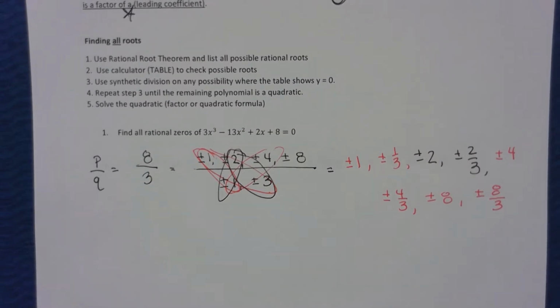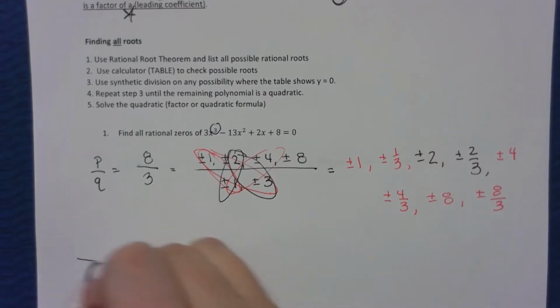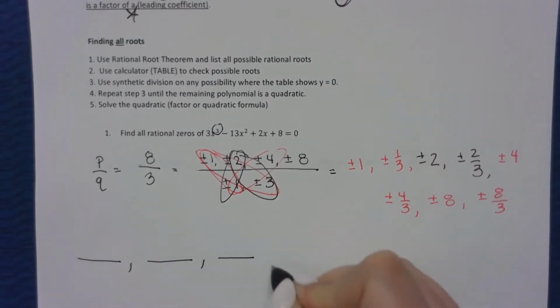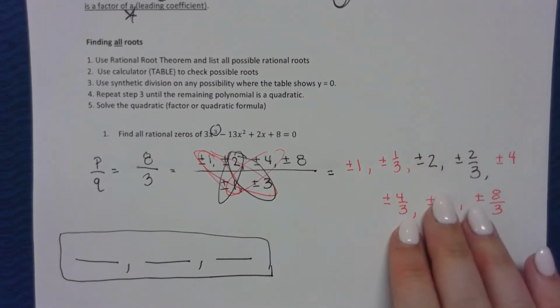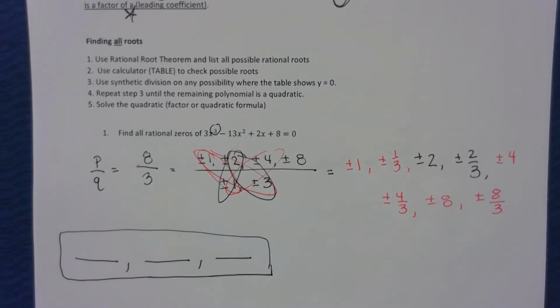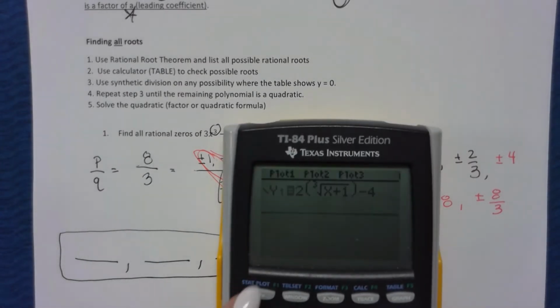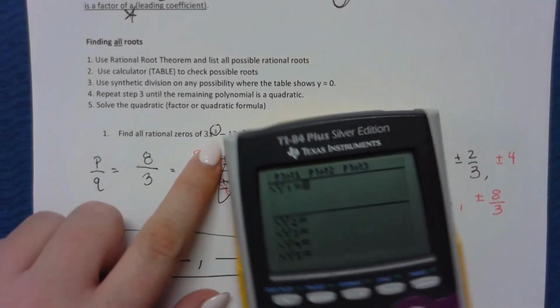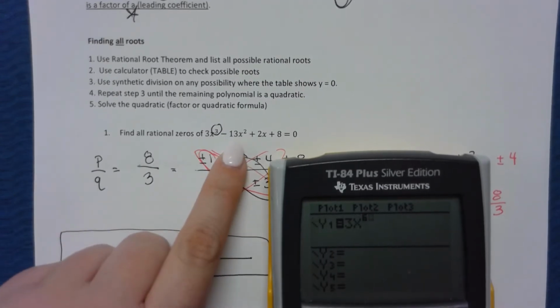Okay, how many total answers are we going to have? Well, because our degree is 3, we're going to have 1, 2, 3 total answers. So now we want to figure out which of these is our answers. So what we're going to do is go to our calculator and start trying some. We're going to plot our function. So 3x to the third power minus 13x squared.